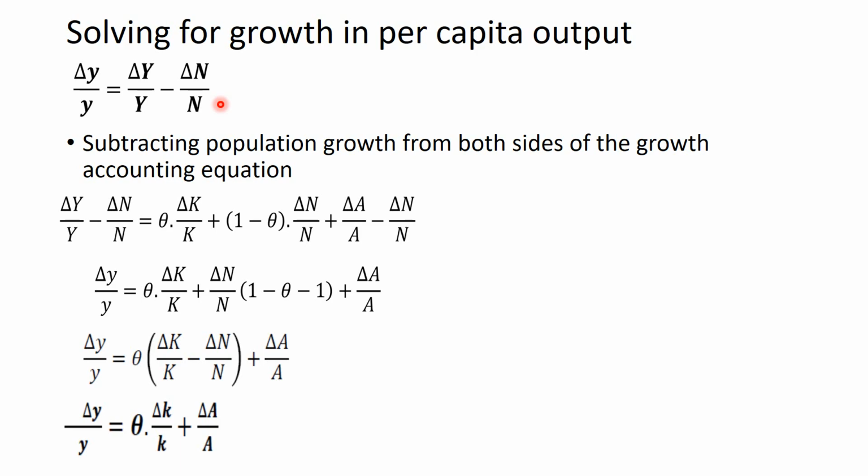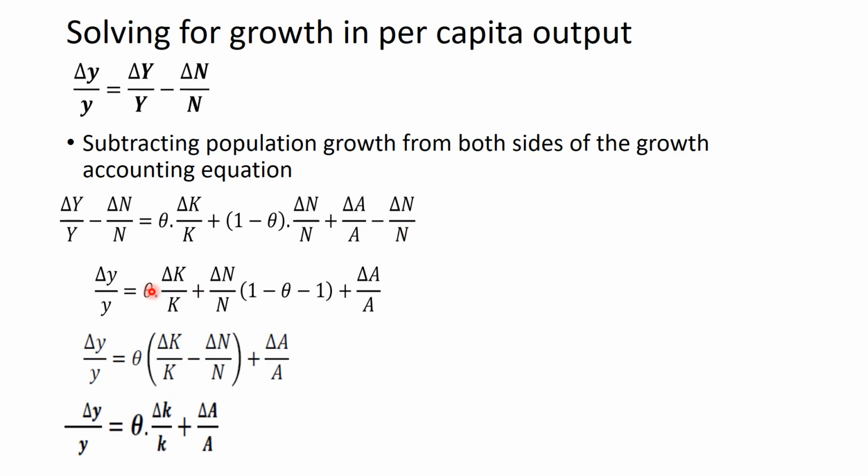And so what we need to do from this equation is, if we subtract the population growth from both sides of the growth accounting equation, so if you look here on the left-hand side, our growth accounting equation is change in y over y is equal to theta, change in k over k, plus 1 minus theta, change in n over n, plus change in a over a. What we've done in this equation is we've simply subtracted the population growth rate from each side of that original growth accounting equation.